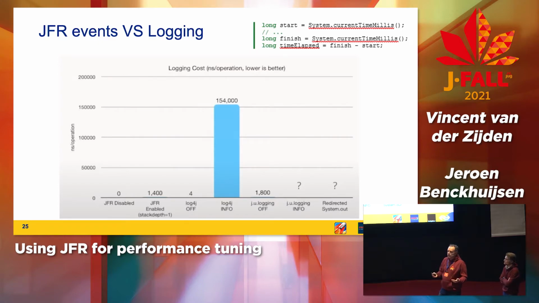You can of course use logging just to use timestamps to see where stuff is going slow. JFR is actually more efficient than that. And if you use JFR disabled, it isn't using any performance at all.